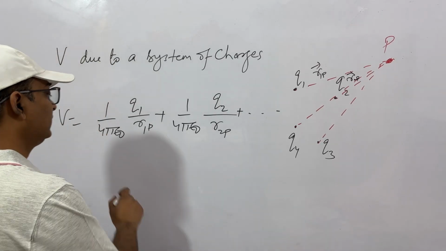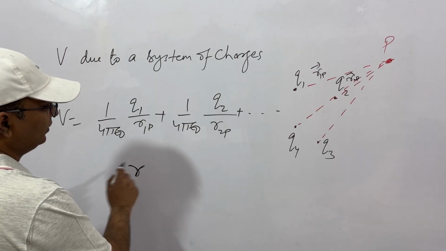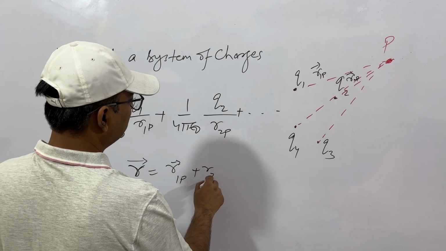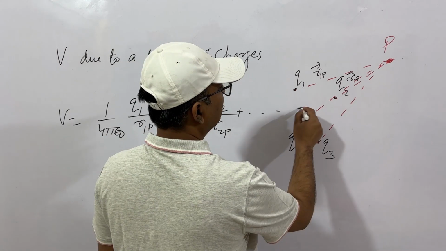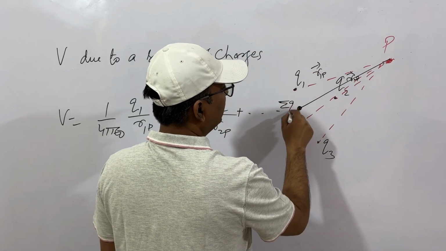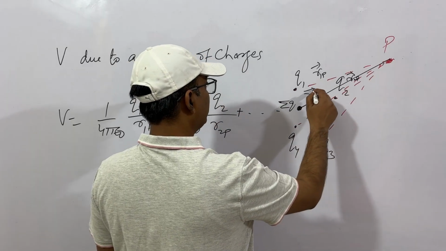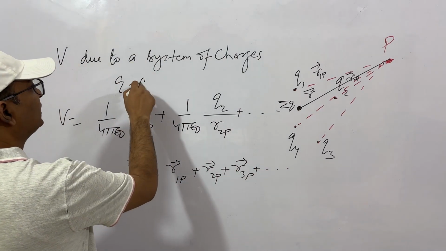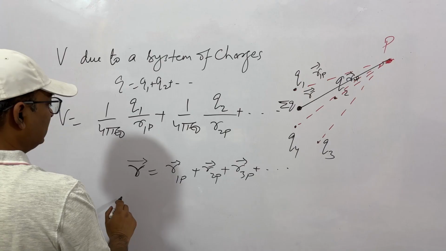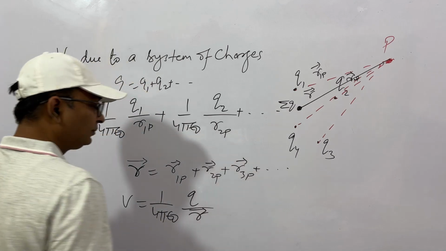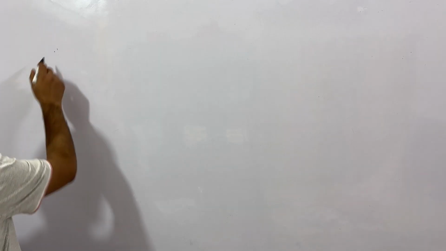What you have to do is find this. If you find the position vector R, which is R1P plus R2P and so on, if this is the point where you can assume all the charges are concentrated, and this is R simply, that is, R is R1P plus R2P plus R3P and so on, and Q is Q1 plus Q2 plus Q3 and all the charges, then this is simply 1 by 4 pi epsilon 0 Q by R. Okay, clear?